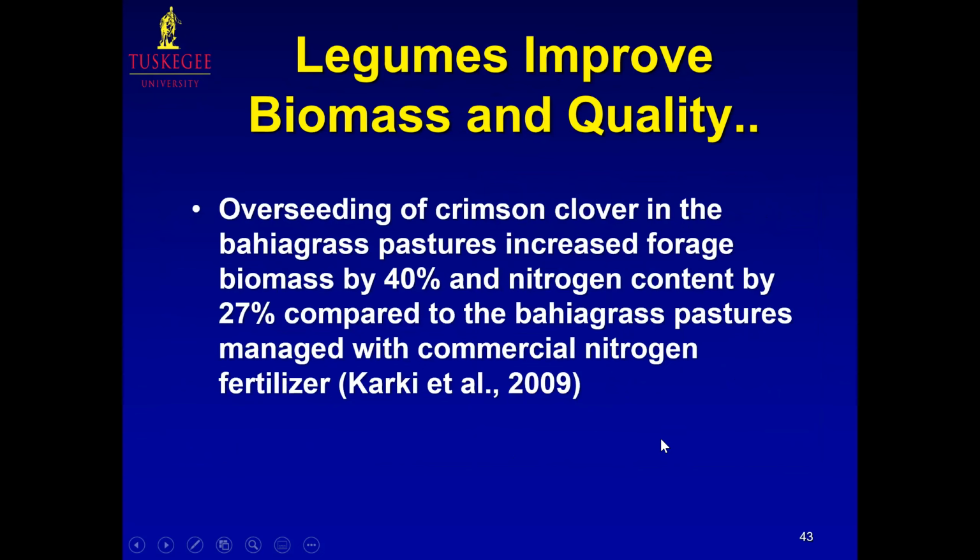So another research finding, overseeding of crimson clover in the permanent bahiagrass pasture was found to increase the forage biomass by 40%, and the nitrogen content, which is used to calculate the crude protein, as you may know, increased by 27% as compared to the bahiagrass pasture that was maintained with applying commercial nitrogen fertilizer.